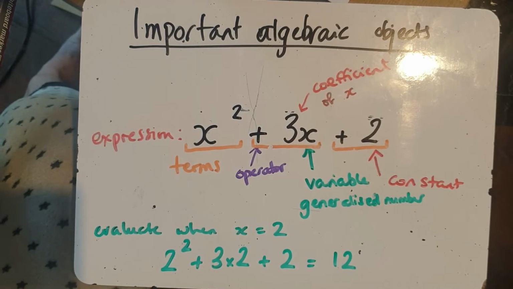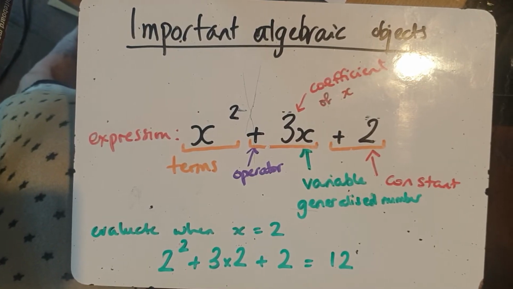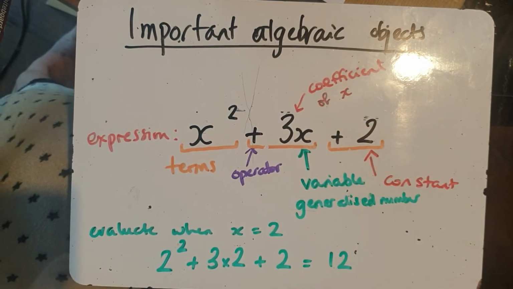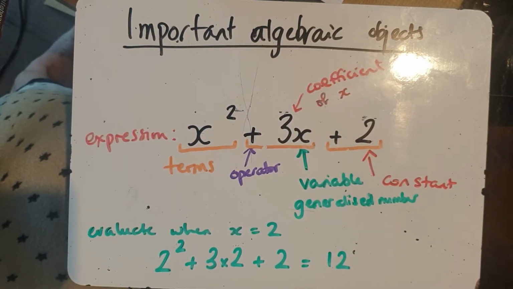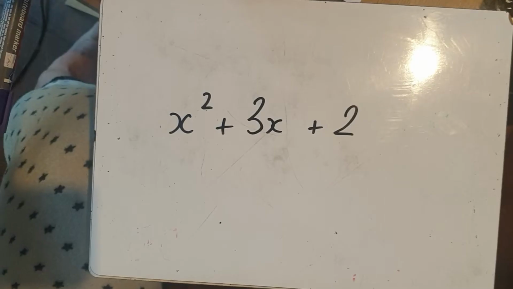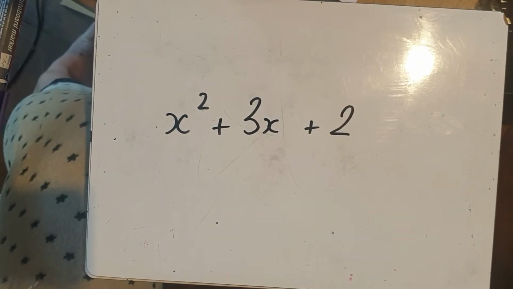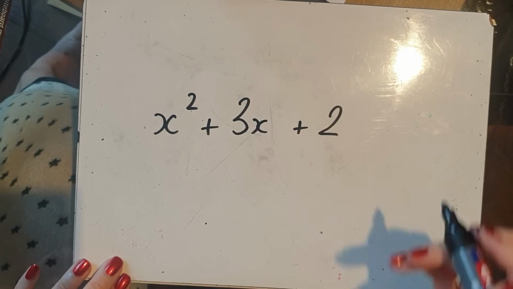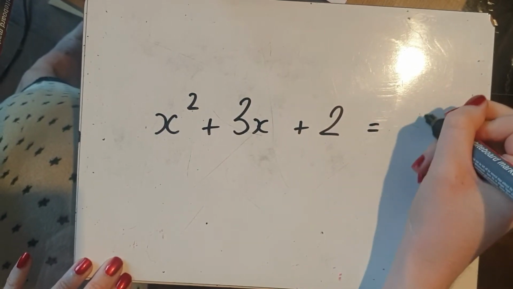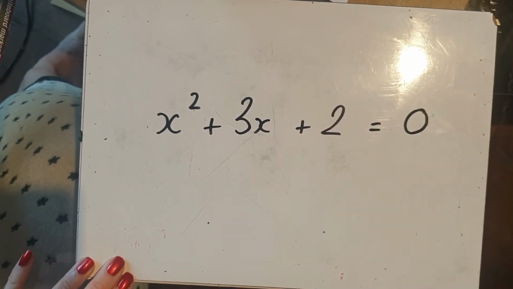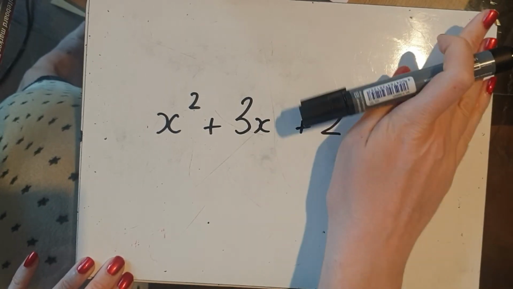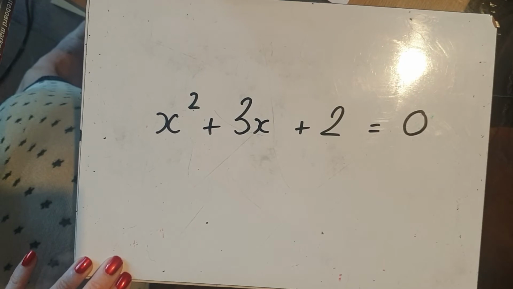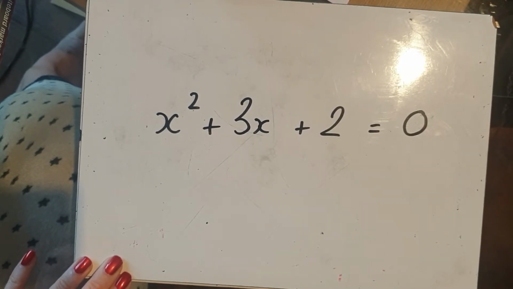Question then for you to pause and have a quick think about is, do you know what the difference is between an expression and an equation? So this is the expression that we were just looking at. To make it an equation, I can do this. An expression does not have an equal sign. An equation does have an equals sign.